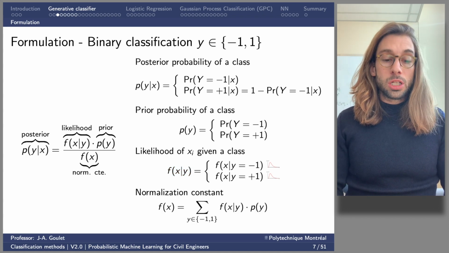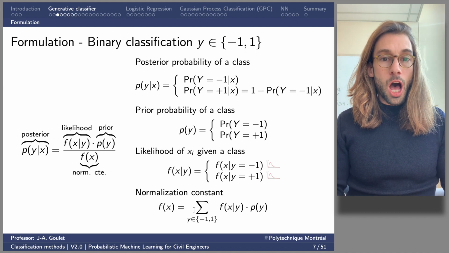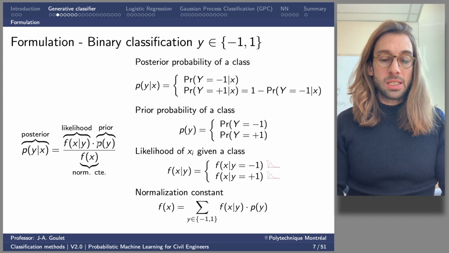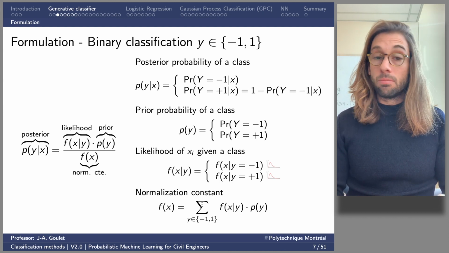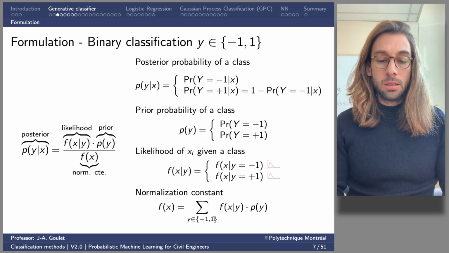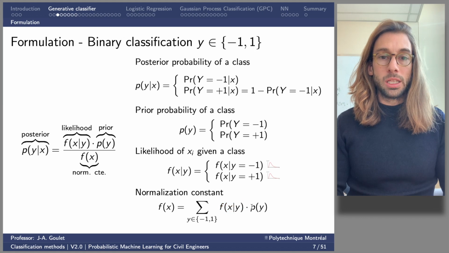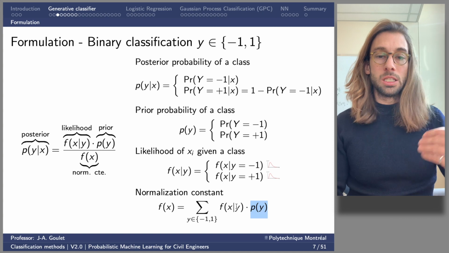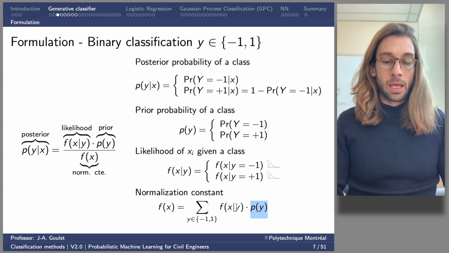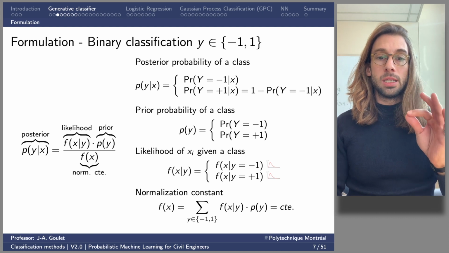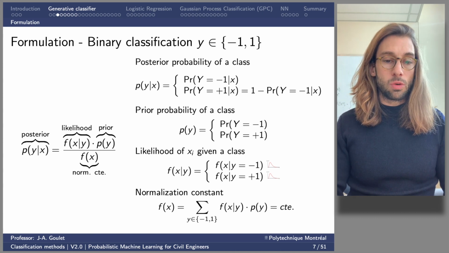So the normalization constant, f of x, what is it? It's actually the normalization of the probabilities I have in my numerator. So f of x is going to be the sum over y, equal to minus 1 and plus 1, of my likelihood times my prior probability of a class. I do this summation for my two possible observations. And keep in mind, this is a normalization constant, so at the end you're going to obtain a single number for this quantity.